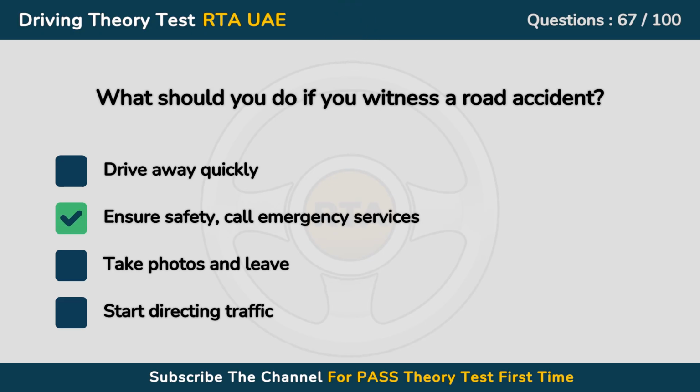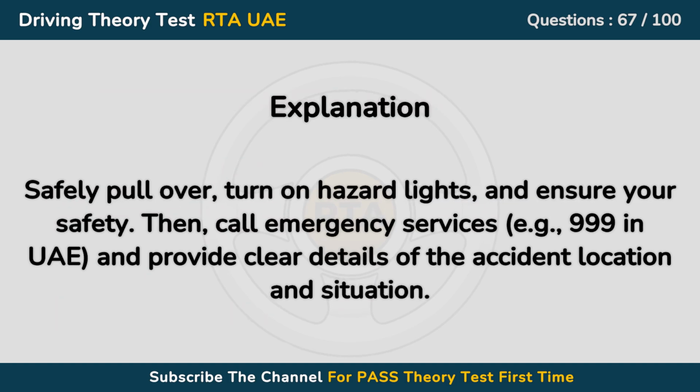Answer is B. Ensure safety, call emergency services. Safely pull over, turn on hazard lights, and ensure your safety. Then, call emergency services, e.g. 999, and provide clear details of the accident location and situation.